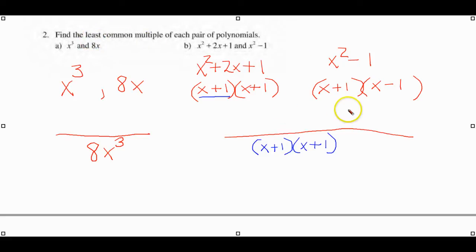All right, well, what's the other factor? Well, x minus 1. What's the greatest number of times that x minus 1 is used in any one factorization? Well, here it's not used at all, and here it's used once. So we need one of those. And that is the procedure that we will be using here shortly to find out what our least common multiple, or what will be our lowest common denominator.